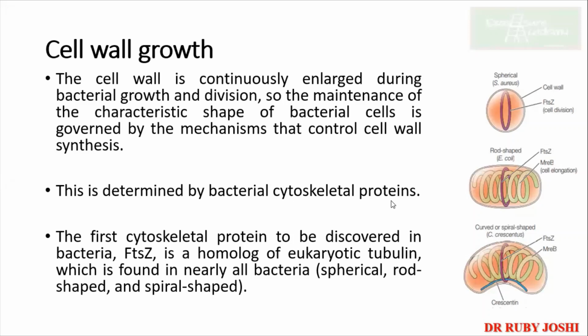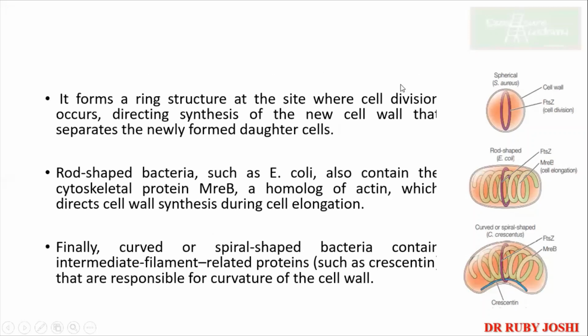All these proteins which are responsible for determining the shape of the bacteria are the cytoskeleton proteins. The first cytoskeleton protein is FtsZ, which is a homologue of eukaryotic tubulin, found in nearly all bacteria, present in spherical, rod shape and spiral shape. So FtsZ is present in all. It forms a ring-like structure at the site where cell division occurs, directing synthesis of the new cell wall that separates the newly formed daughter cells. So where your cell is dividing, there your FtsZ is present.